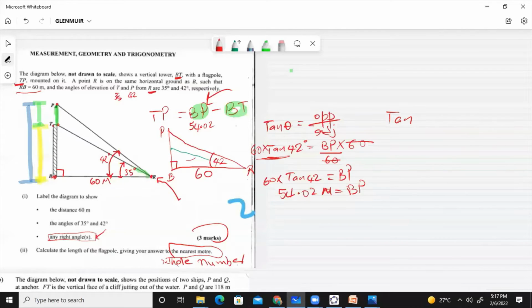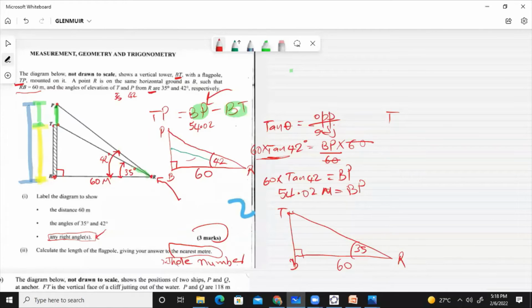All right, let me draw the triangle first for you. No, it's a little bit crowded. Let me draw it. Let's take it off. All right, so we're talking about B, T, R, and we have the 90 degrees here. We're talking about BT. This is 35. And remember, this is still 60.